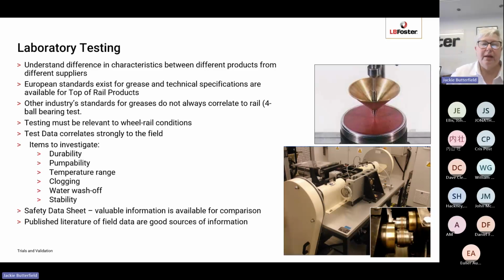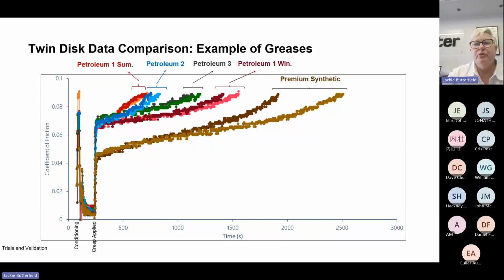So the images we've got here are of some lab testing. We've got a worked penetration test of grease on the top, and then we have a twin disc testing machine at the bottom. Just as an example, we've got here some twin disc testing of different types of greases. The graph shows the coefficient of friction on the y-axis and time on the x-axis. Sometimes twin disc testing can be represented using the number of cycles, but either is fine. So this graph shows the relative retentivities of different types of greases. You have some petroleum greases, and you have a premium synthetic grease, and you can see the comparison between the different retentivities. So you could use this data in terms of refining the choice of products that you're going to trial in the field.